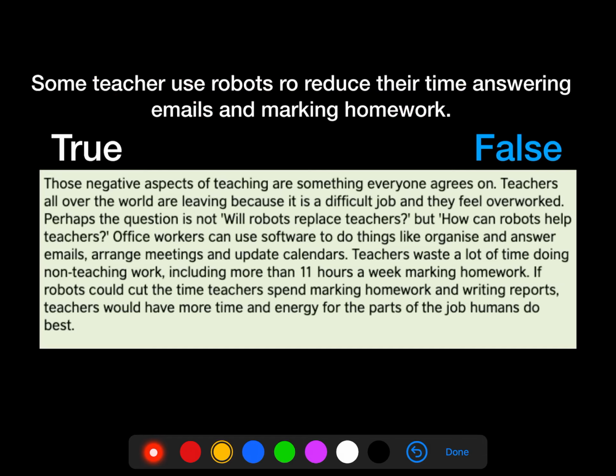So the answer can be found from this sentence here. Office workers can use software. It is a robot, but it's quite close to a computer, to do things like organize and answer emails. Answer emails. But in this question, it says the teacher. It wasn't by some teacher. It was by office workers' software. So this is false already.